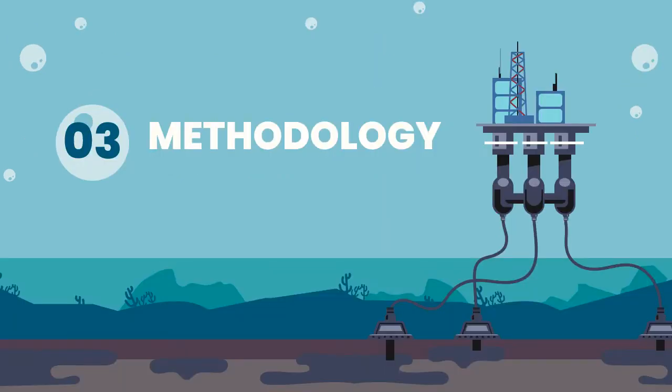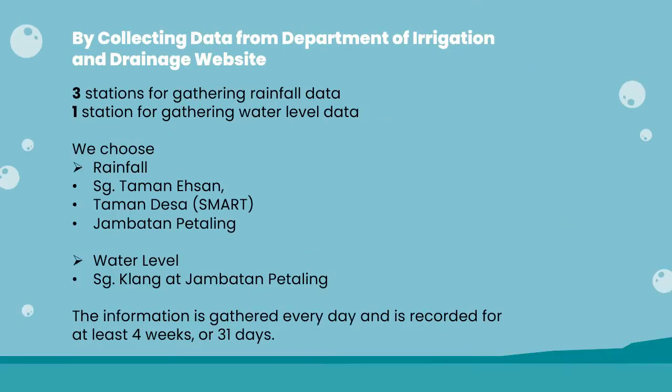Here is the methodology part. We collect the data from the Department of Irrigation and Drainage website. Here we choose 3 stations for rainfall data and 1 station for water level data.